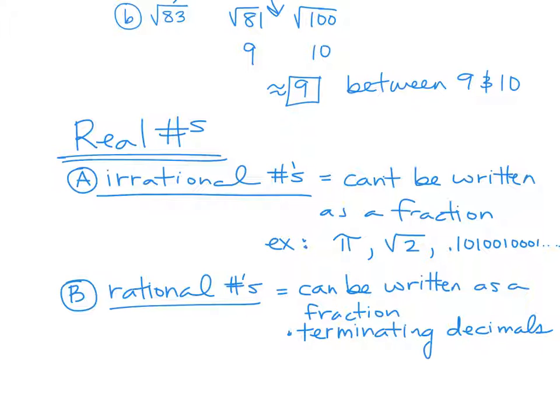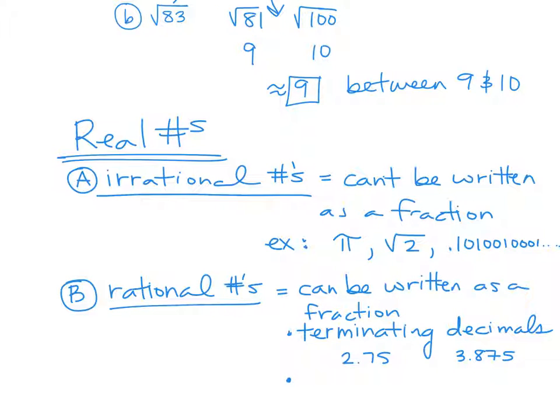Okay, so terminating decimals would be like 2.75, right? The number stops. That would be 2 3/4, which you can write as a fraction. Or maybe it's 3.875, okay? It's a decimal that has an end. If it has an end, you can write it as a fraction.